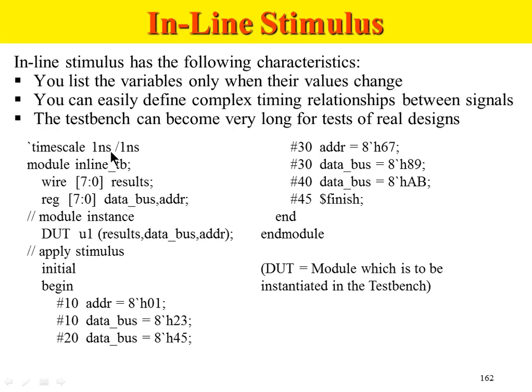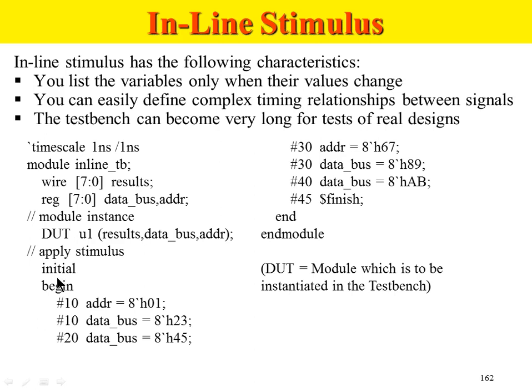Take timescale 1 nanosecond slash 1 nanosecond. This is my time scale, and this is the precision of the simulation. Module inline TB, for test bench. The test bench always has empty ports. There are no ports declared for the test bench because this itself is the stimulus provider to the design. I declare local registers and wires, and there is a DUT, design under test, instantiated here, and we are doing a port mapping. In this case, we are using the shortcut method for the port mapping, directly mapping the actuals without using the formals. This is the module instance, and then the port mapping of the instance.